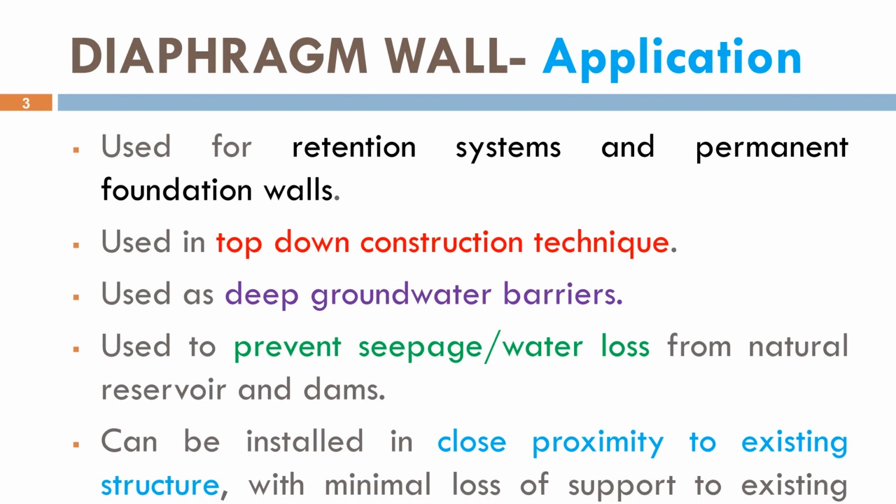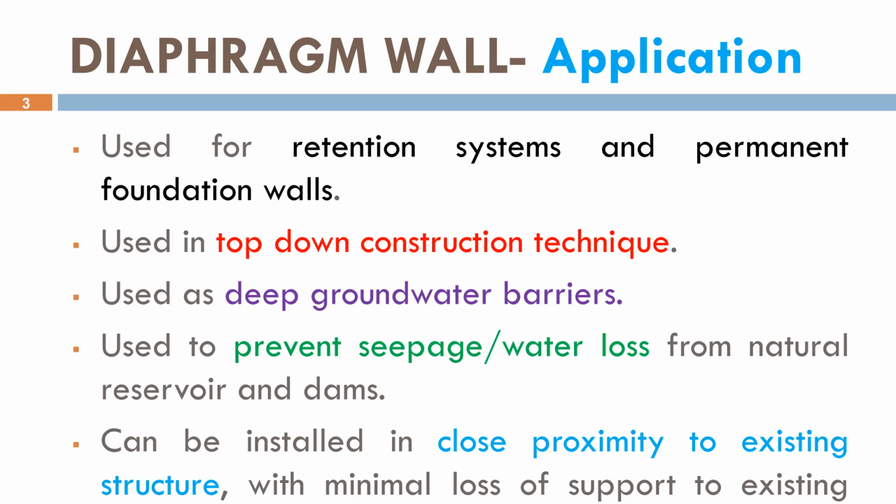Diaphragm walls have a wide range of applications in civil engineering. They are commonly used as permanent retaining walls for deep excavations, foundation walls for high-rise buildings, structural elements in top-down construction, where the superstructure and basement are constructed simultaneously, groundwater cutoff walls to prevent water seepage, seepage barriers in reservoirs, dams, and canals, and retaining systems for metro stations and underground tunnels.